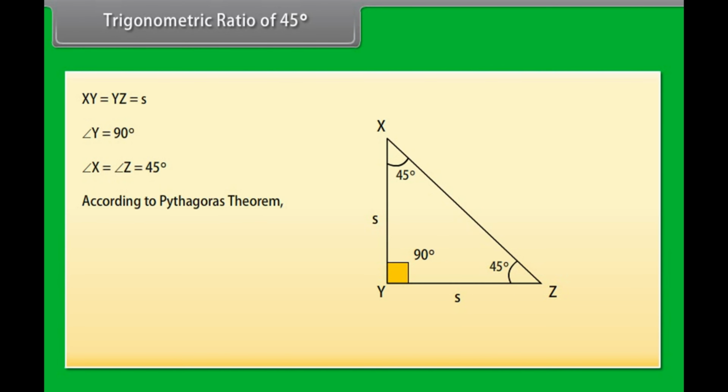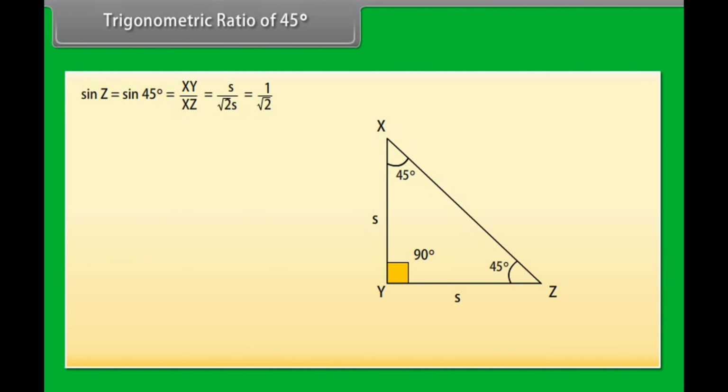According to Pythagoras theorem, XY square plus YZ square is equal to XZ square. By substituting the values, we get S square plus S square is equal to XZ square. XZ square is equal to 2S square, which means XZ is equal to square root 2 S.